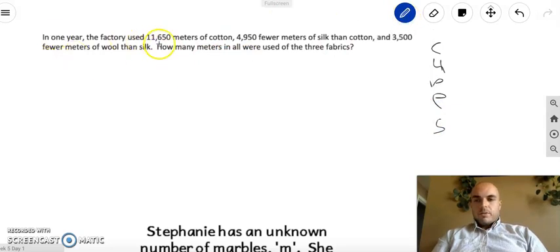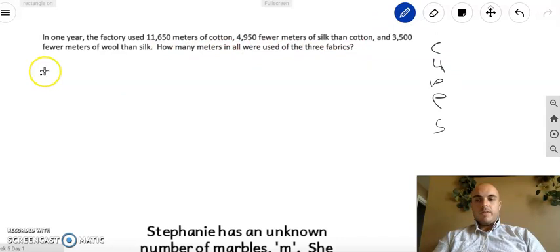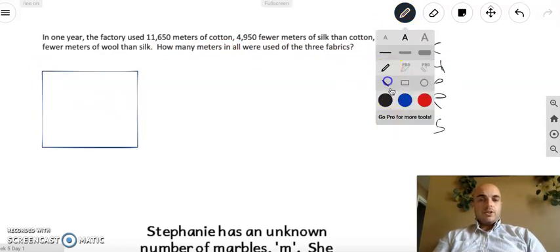In 1 year, the factory used 11,650 meters of cotton, 4,950 fewer meters of silk than cotton, and 3,500 fewer meters of wool than silk. How many meters in all were used of these three fabrics? All right, before I even start, I'm dealing with 3 different things here. I want to build myself a chart. Love me a good chart.